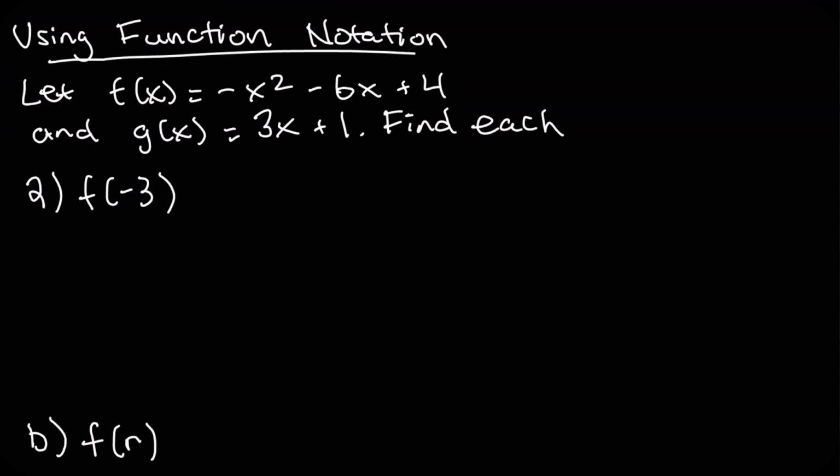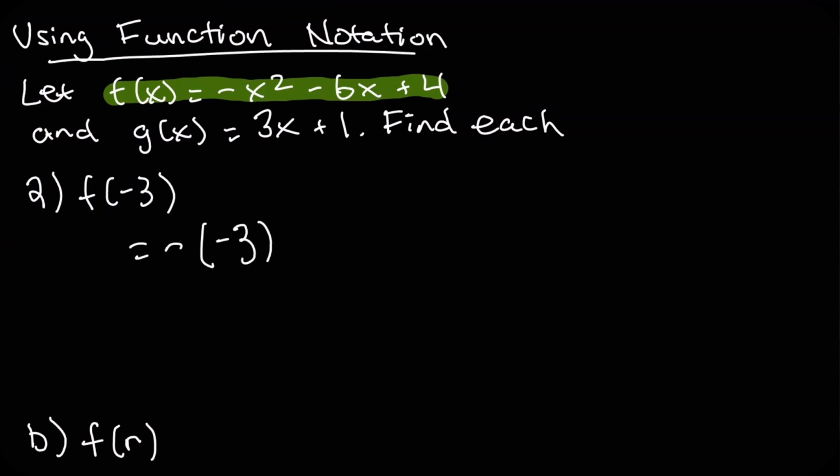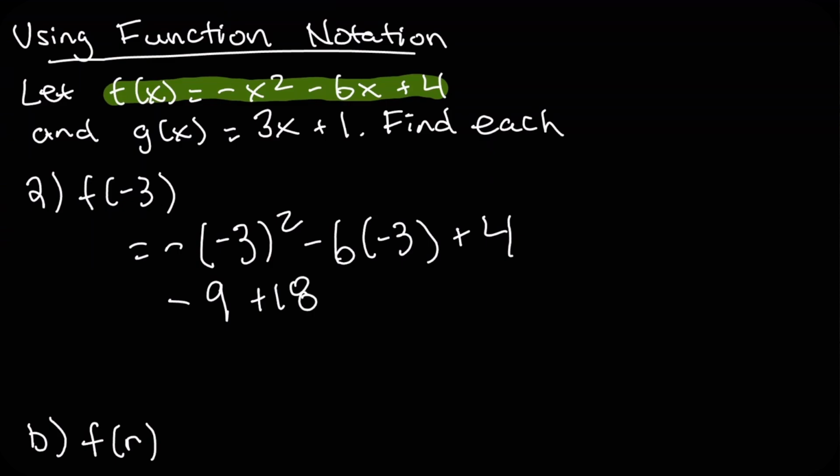So f of negative 3. Go ahead and find your equation that corresponds with the f. So that'll be this equation, and then go ahead and plug your negative 3 in. So f of negative 3 is going to be equal to a negative, and then negative 3 squared, minus 6 times negative 3, plus 4. And then if we simplify this a little bit, we'll have negative 9 plus 18 plus 4, which is equal to 13.